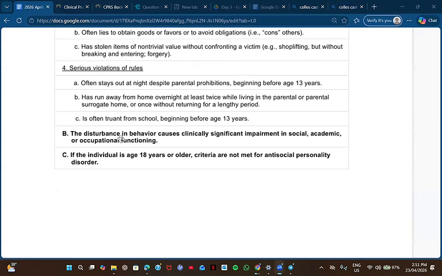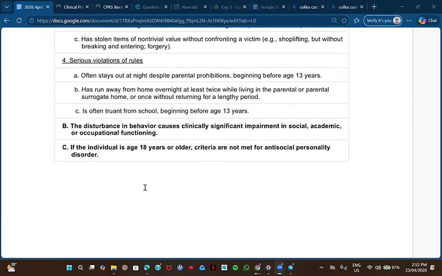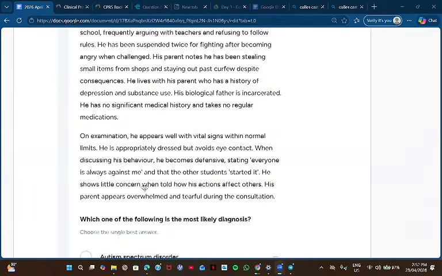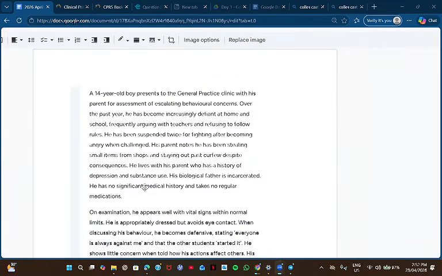Okay, so the disturbance in behavior causes clinically significant impairment in social, academic, or occupational functioning. If the individual is age 18 years or older, criteria are not met for antisocial personality. So usually, if this child has conduct disorder and continues after 18 years, we call it antisocial, right? Antisocial. Okay, there's a question.